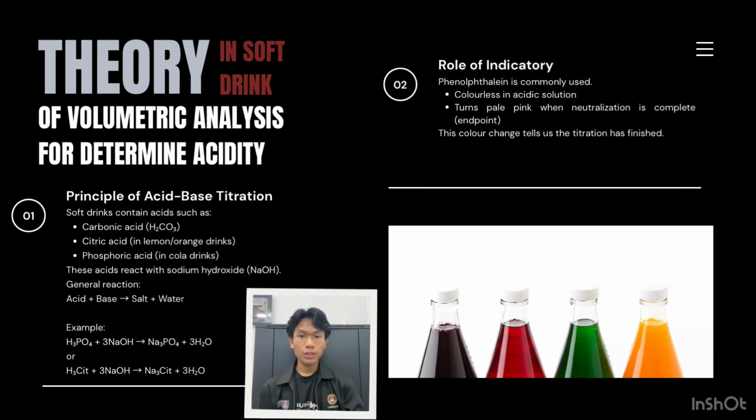In this application, we use an acid-base titration because soft drinks contain acidic compounds. The most common acids found in soft drinks are carbonic acid, which is formed from dissolved carbon dioxide, citric acid, which is commonly found in fruit-flavored drinks, and phosphoric acid, which is mainly present in cola beverages.